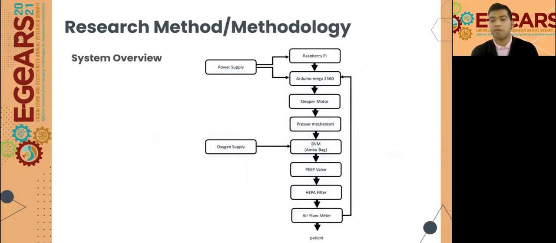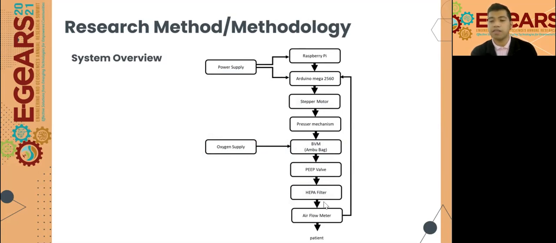Here is the system overview for the entire operation of the machine. First, the Raspberry Pi will send the user input parameters or the data to the Arduino Mega. Then the Arduino will control the stepper motor based on the received parameters, which will cause the presser to press the ambu bag. Then the delivered oxygen will travel to the breathing circuit, wherein the PIP valve, the HEPA filter, and the flow sensor are attached before it reaches the patient.